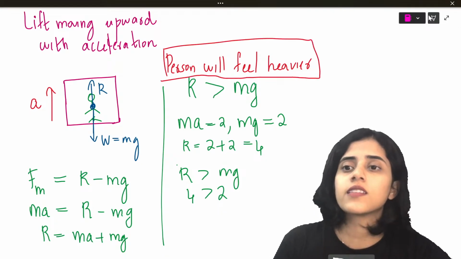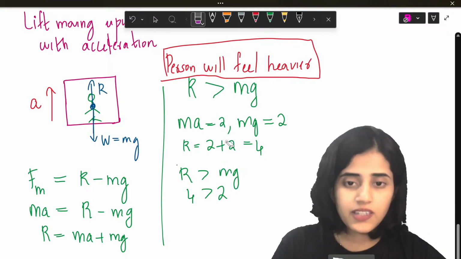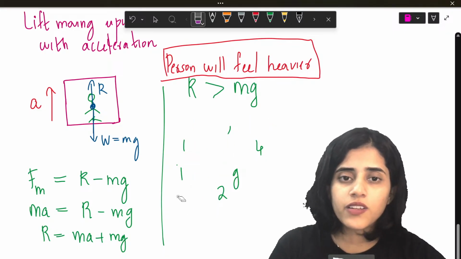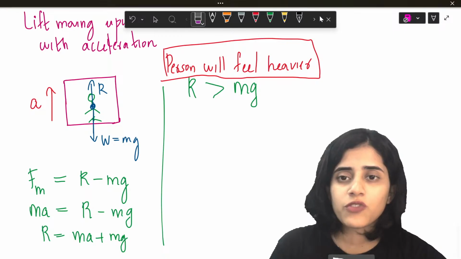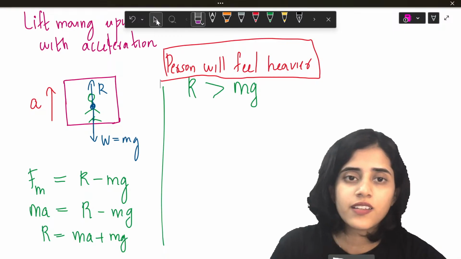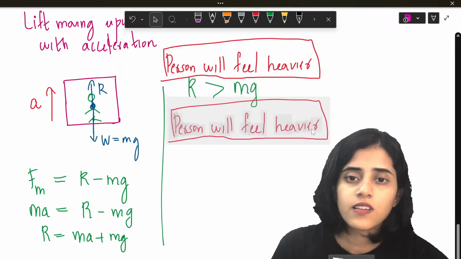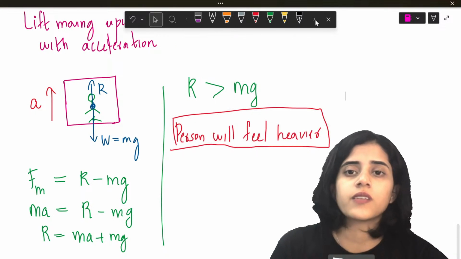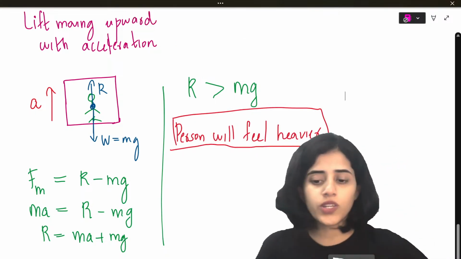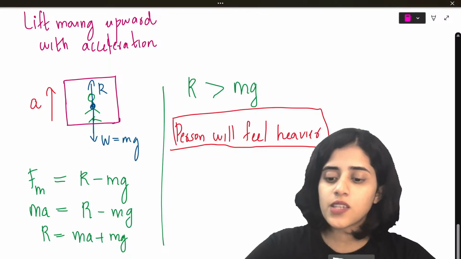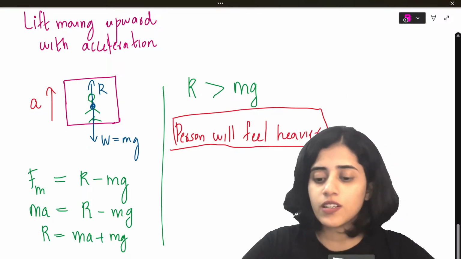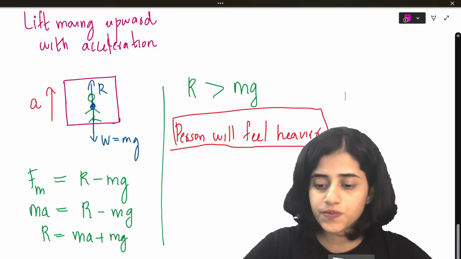So this is the answer. This mathematical example here, you don't have to write. Let's put this thing here: person will feel heavier.